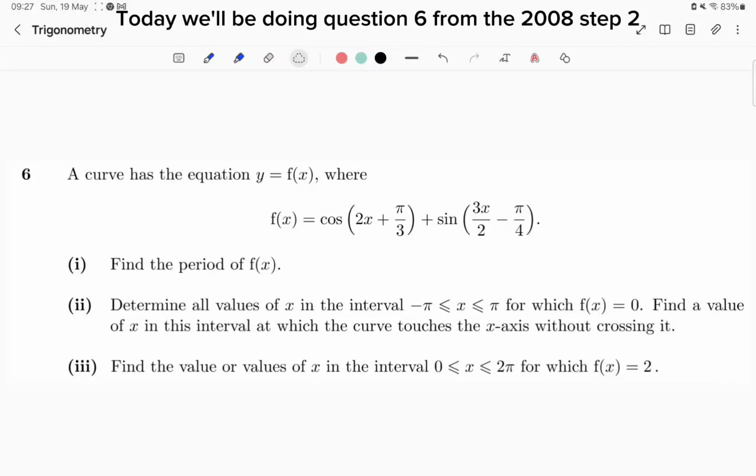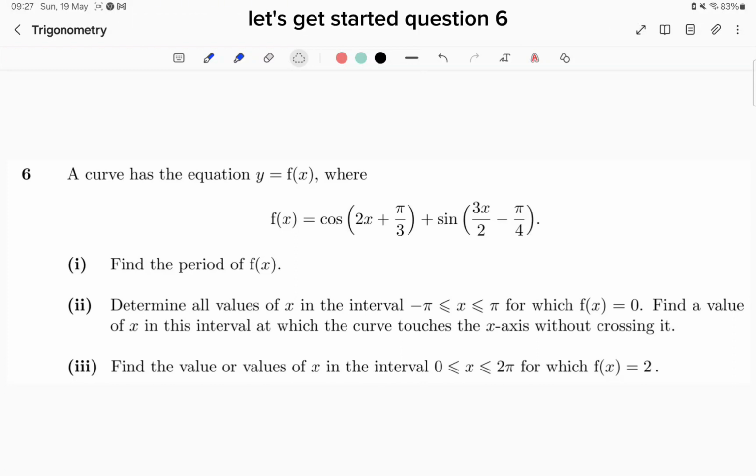Today we'll be doing question 6 from the 2008 Step 2. Let's get started. Question 6.